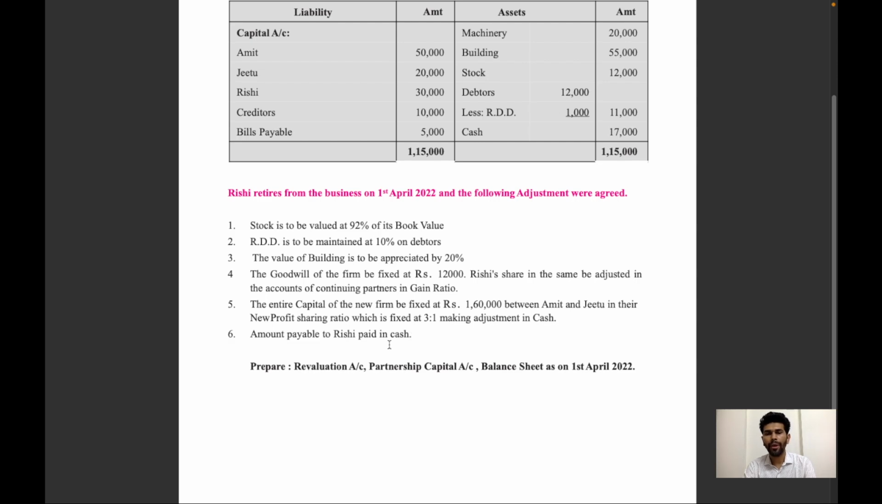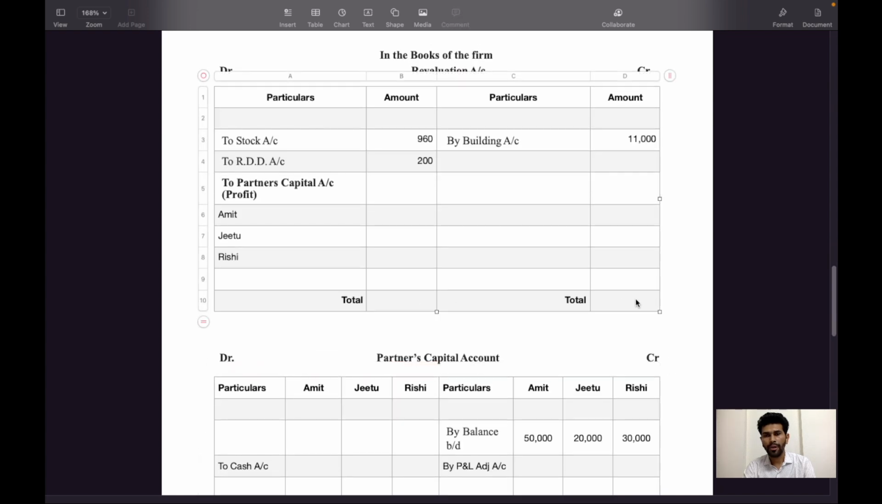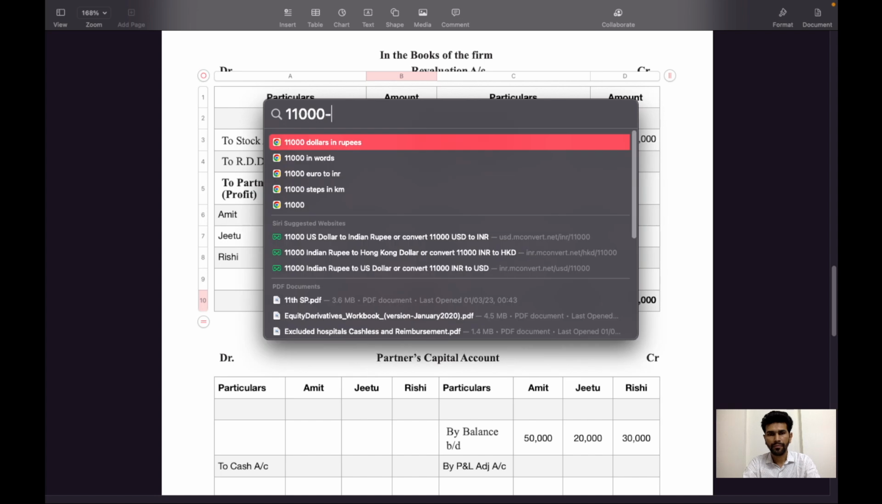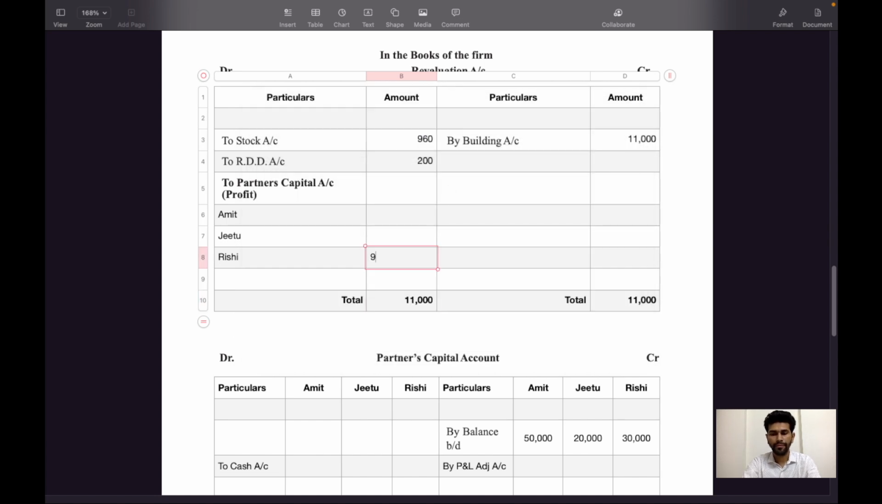Let's check amount payable to Rishi. First calculate revaluation account. Total credit side is more, 11,000 rupees. So it will be shifted to debit side, and balancing figure, that is 11,000 minus 960 and 200, balancing figure 9,840 will be distributed among old partners in old profit sharing ratio.